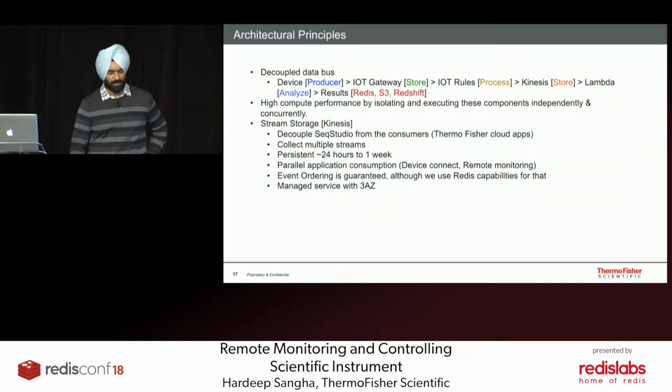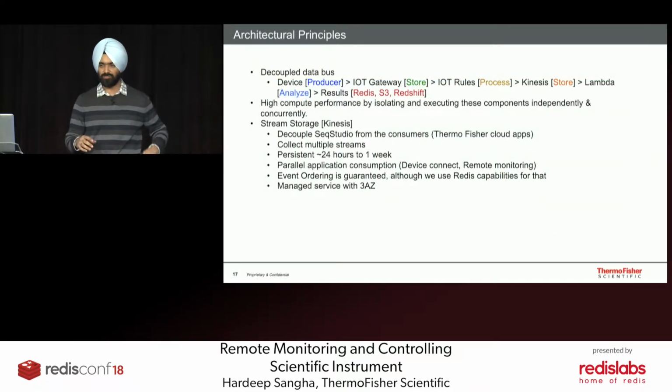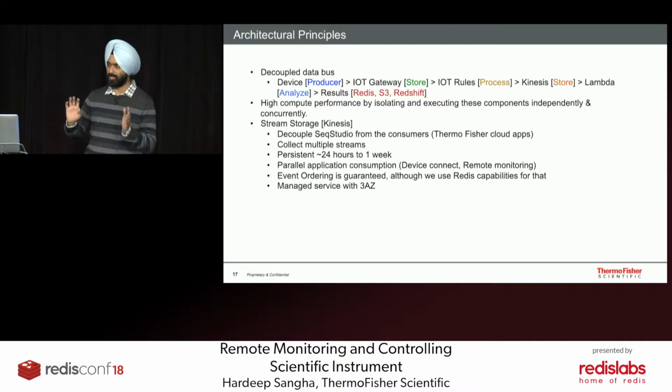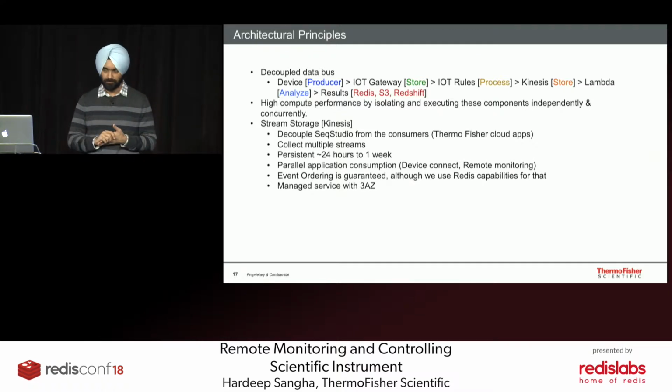So this is similar to trying to tie it to a decoupled sort of data bus. Your device is producing the data, it goes to the IoT gateway. We have some sort of rule engine there. From that rule engine, it decides if the data is coming here, we'll push it to Kinesis. From Kinesis, we take that and eventually put it in S3, and from the Lambdas into Redis and so forth.